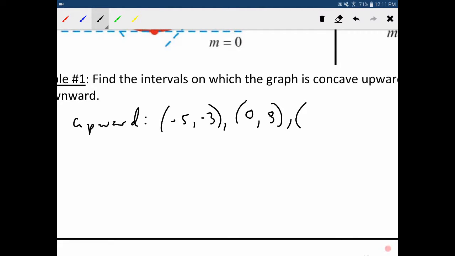Then it resumes at 3. The point 3 isn't included, so that's why we have to split it up into separate intervals here. And then at E, which is 6. Those are our intervals that are concave upward.